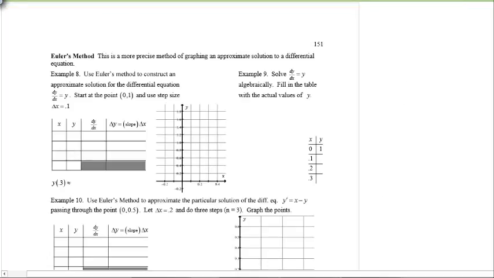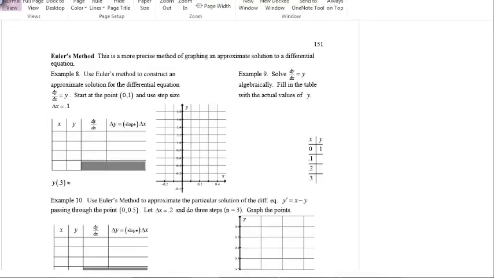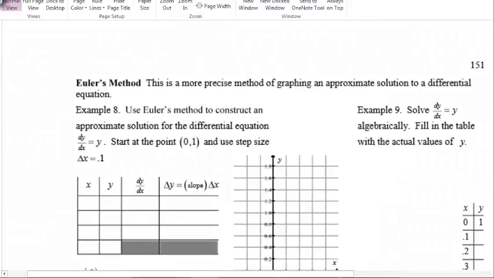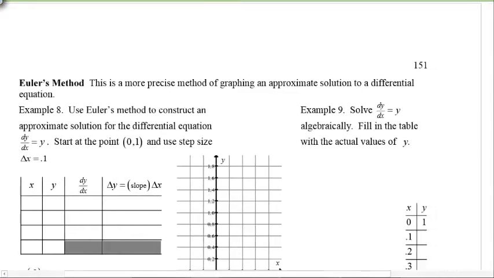All right, you're still with me, I guess. That's great. So one more page and we're done for today. Let's take a look at this idea called Euler's method.